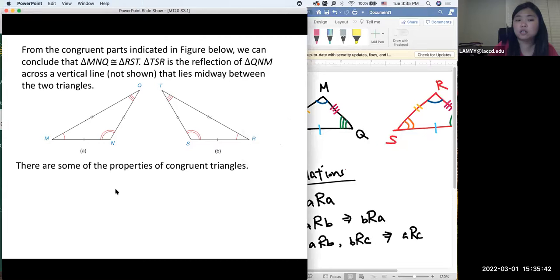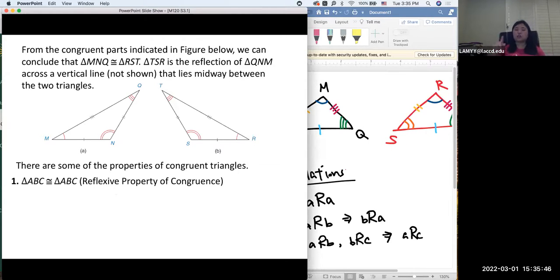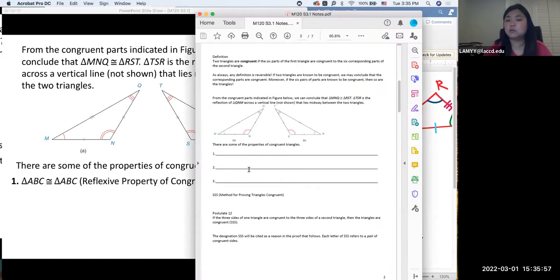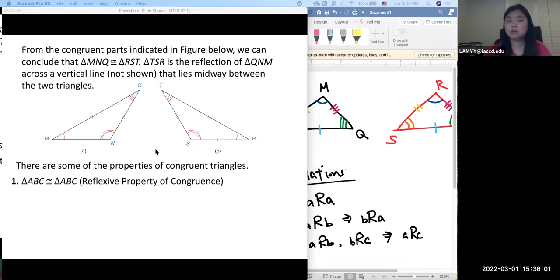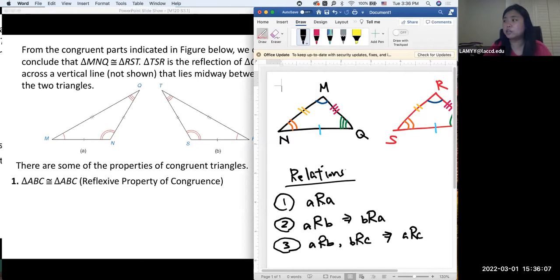Okay, look here. First one, I could say triangle ABC congruent to triangle ABC. This is the reflexive property. Okay, write it down on the notes. The notes are going to be here, 1, 2, 3. There's something missing on your notes. So triangle ABC congruent to triangle ABC. This is talking about the A R A here. Reflexive property.